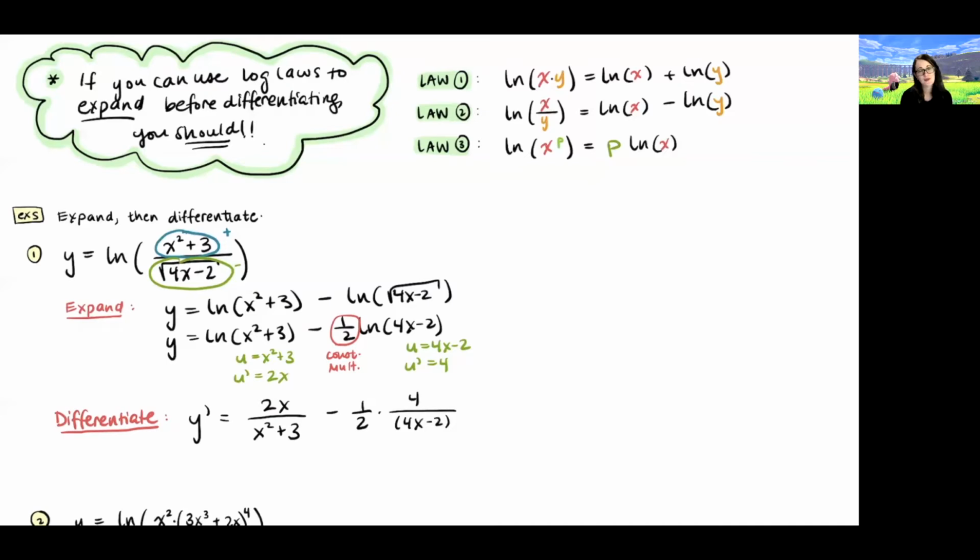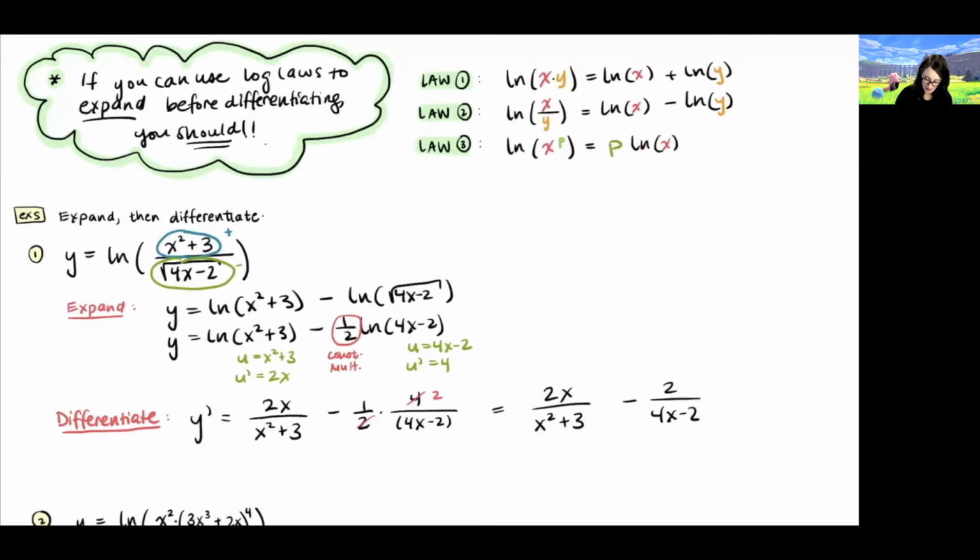In this case, we can do a little bit of simplifying. We've got a 2 and a 4 here, so that can cancel out and just get us a 2 up top. I'd say this will be in its fully simplified form: 2x over x squared plus 3 minus 2 over 4x minus 2. You do not have to get this into a single fraction. This is totally nice and fine how it is. Just leave it.